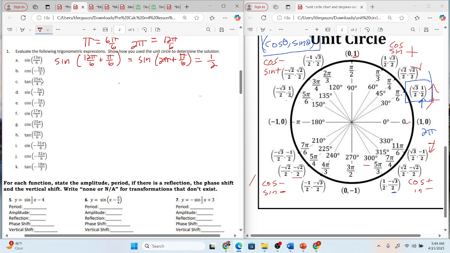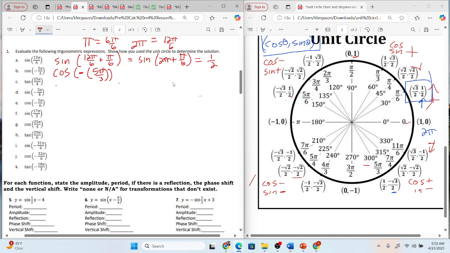So now I'm looking at cosine of negative 5 pi over 3. Well, not really a negative pi over 3. So let's think about it like this. Let's think about it like cosine, and we're going to apply the negative after the fact. So let's just look at 5 pi over 3. Do you understand why we did that? Because what are we going to subtract to get to 5 pi over 3?